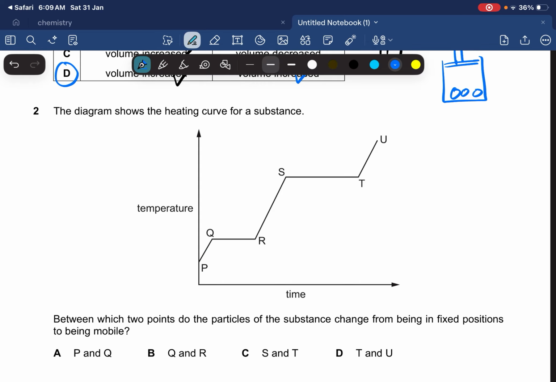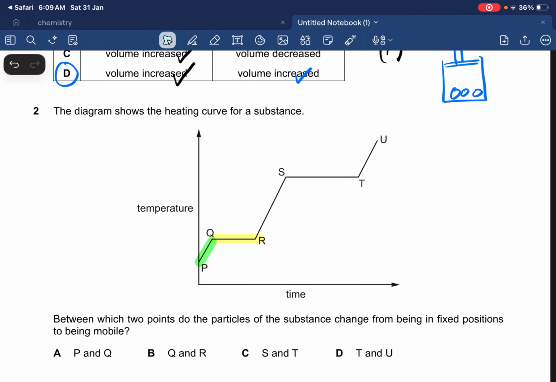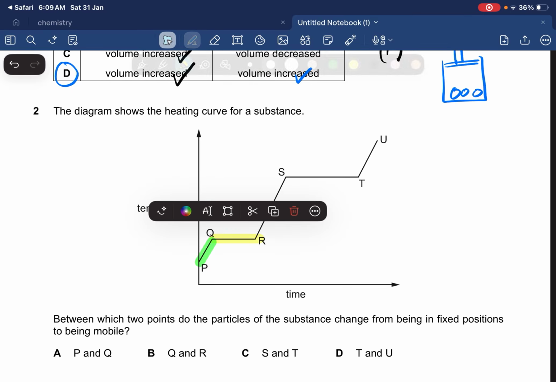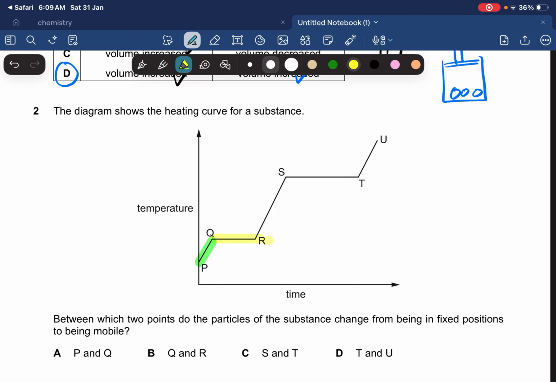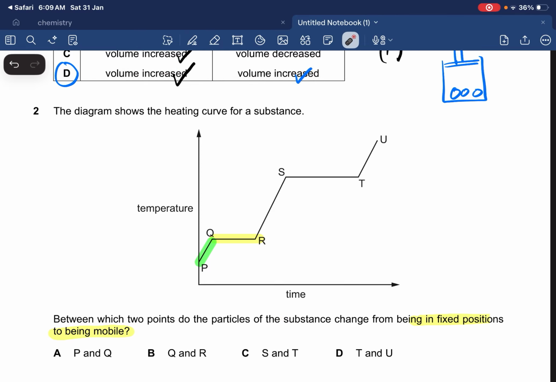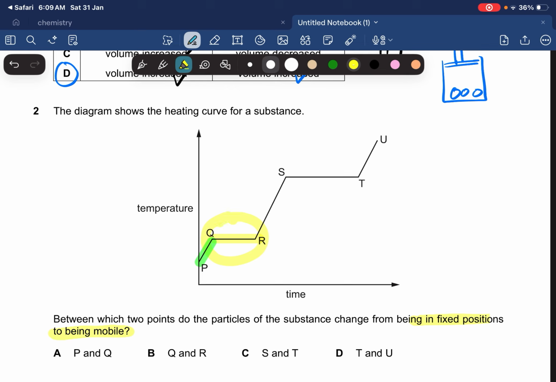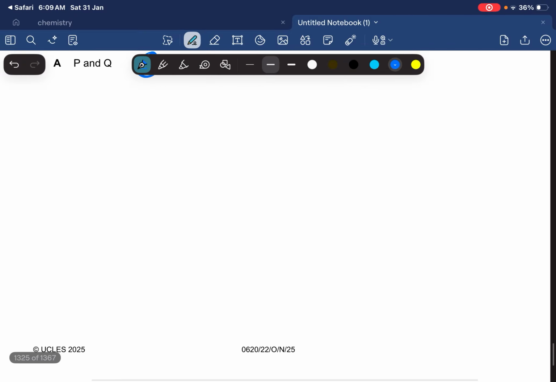On the first part of the graph, it's a solid, so it's in a fixed position. The next part of the graph, Q to R, it's basically melting. A solid is being converted to a liquid. So from Q to R, the particles change from being in fixed positions, which they were from P to Q because it's a solid, to being mobile. So it's going to be option B, which is from Q to R, because melting is happening. In a solid, particles are fixed together, but when you melt them, the particles get a little space so that they can move.